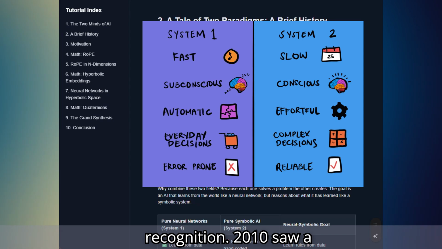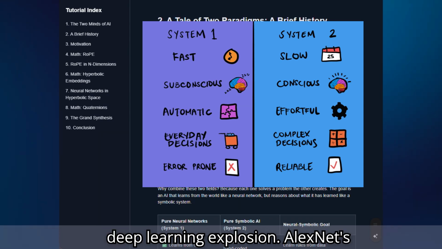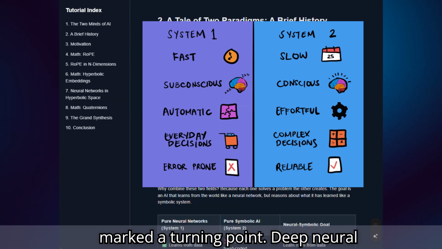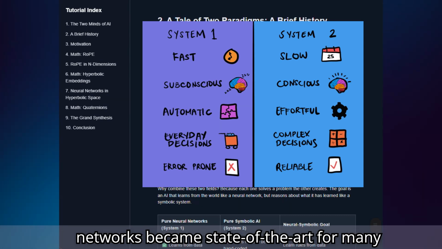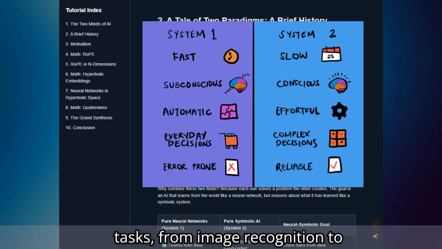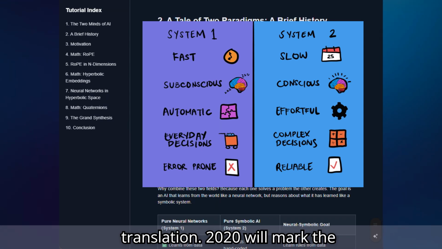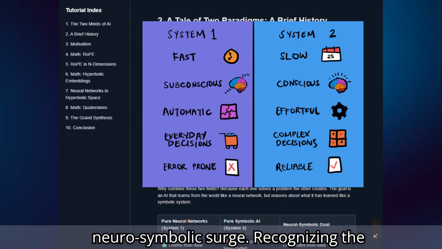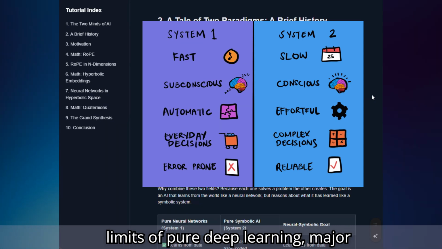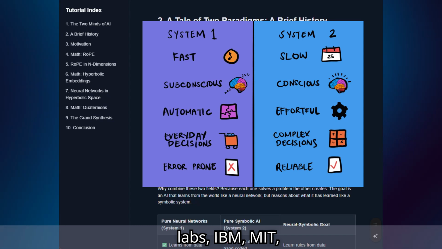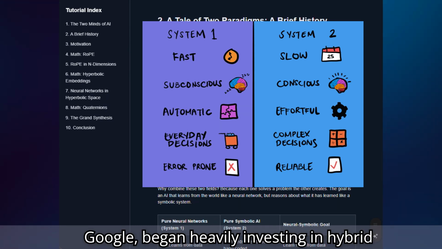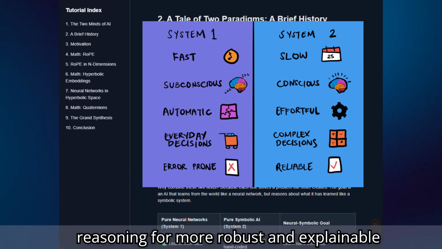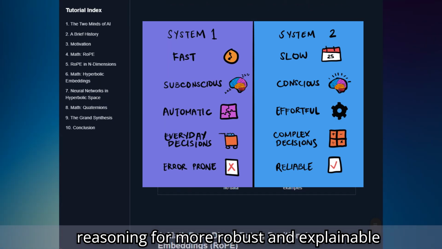2010 saw a deep learning explosion. AlexNet's victory in the ImageNet competition marked a turning point. Deep neural networks became state-of-the-art for many tasks, from image recognition to translation. 2020 marks the neuro-symbolic surge. Recognizing the limits of pure deep learning, major labs, IBM, MIT, Google, began heavily investing in hybrid approaches to combine learning and reasoning for more robust and explainable AI.